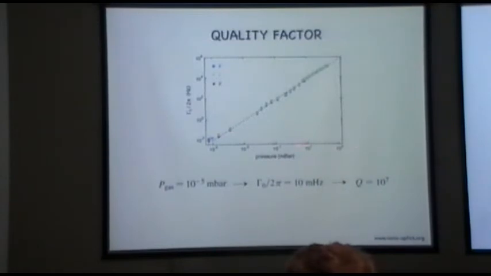So here we go down in pressure, and here we measure the line width for the three different axes. And you see that at 10 to the minus 5 millibars, we have a line width of only 10 millihertz, and this gives us a Q factor of 10 to the 7. And there's no reason why we can't go further. So we can continue and go all the way down to UHV, to 10 to the minus 9 millibar, and achieve fantastic Q factors of 10 to the 11.